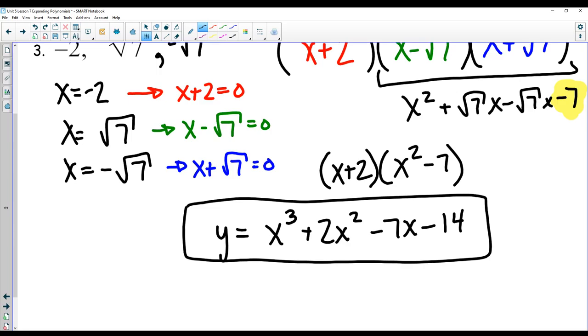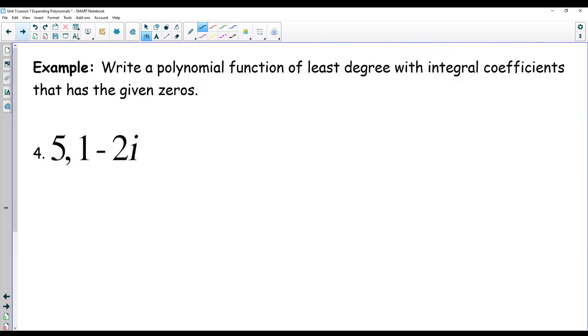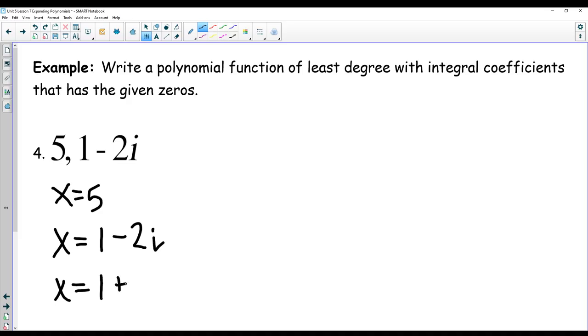All right, last question. Last example. We have x equals 5, and we have x equals 1 minus 2i. So our conjugate pair always will have a sign change in the middle. So if this is 1 minus 2i, then we have to assume that 1 plus 2i is not far behind. So I'm going to take a second and translate these into factors. So take a pause, and then we'll see what that looks like in a second.